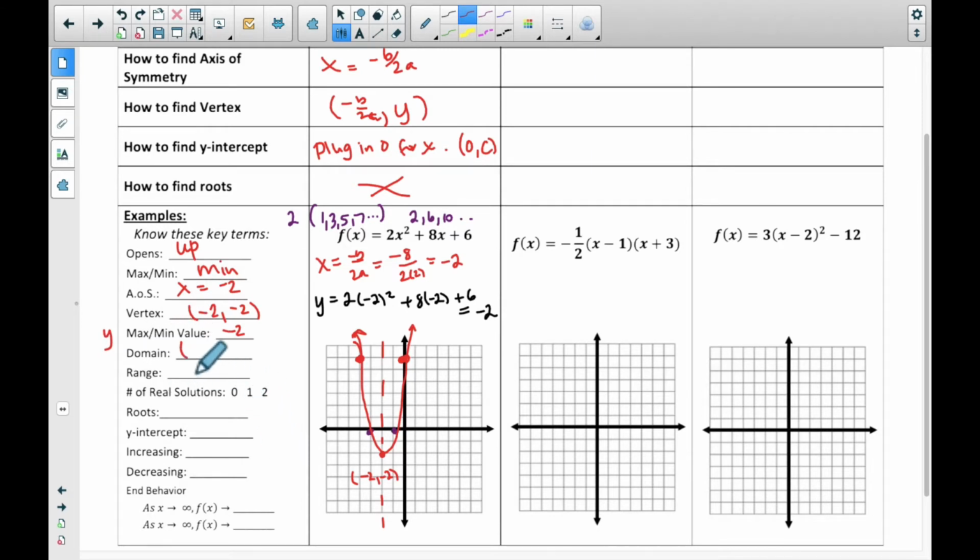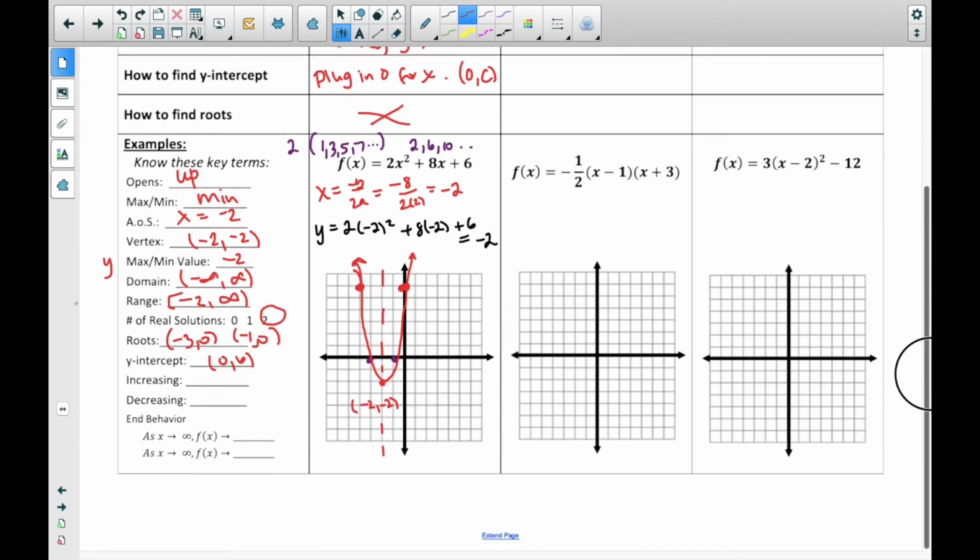The domain is always from negative infinity to positive infinity. The range goes from the bottom, that's negative 2, all the way to the top, which in this case is infinity. There are two real solutions, and we can see what they are. We haven't learned how to do it, but we could tell by graphing it what they were. So one of them is at negative 1, and the other one is at negative 3. So I'm going to give intercepts on that. I'm going to say negative 3, 0, and negative 1, 0. The y-intercept did come out to be 0, 6. We calculated that.